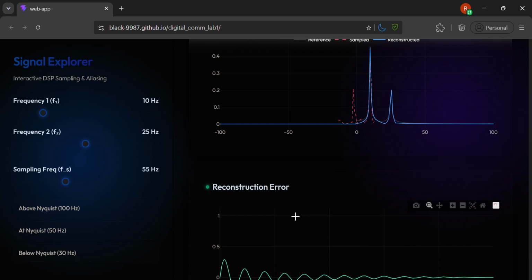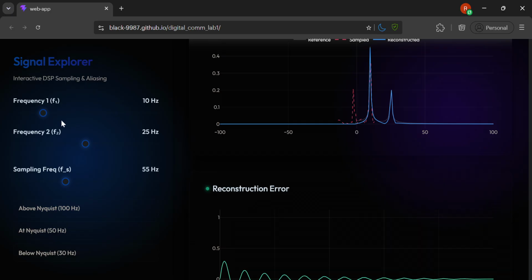On the left side, we have three main controls. The first control is frequency 1, which determines the frequency of the first sinusoidal component, and the second is frequency 2, which controls the second sinusoidal component. In this experiment, the second component has a lower amplitude, so its contribution to the overall waveform is smaller. The third control is the sampling frequency. This is the most important input because changing it determines whether the signal is sampled sufficiently or whether aliasing occurs.